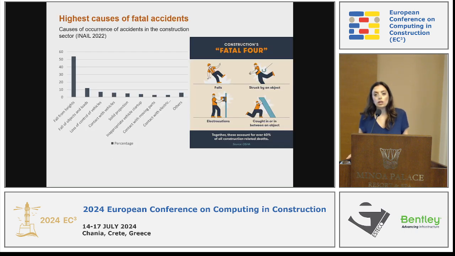According to OSHA, these are the so-called fatal four construction issues during the construction processes: falls, struck by object, electrocution, and caught in or in between an object. So these are the causes of most of the fatal injuries. But we can also see in the graphic on the left side of the slide things like inappropriate vehicle startup, contact with vehicles, loss of control with vehicles.